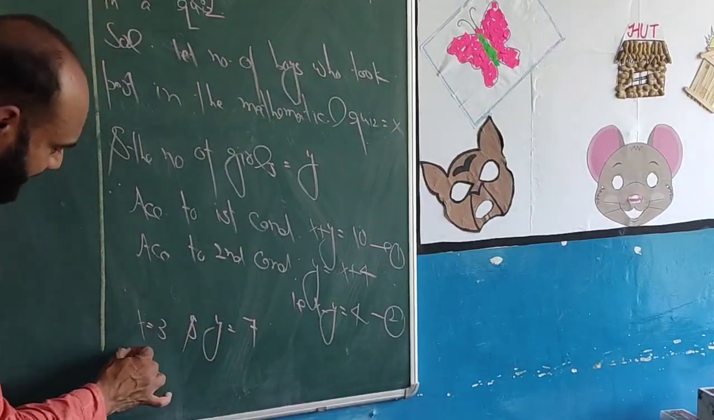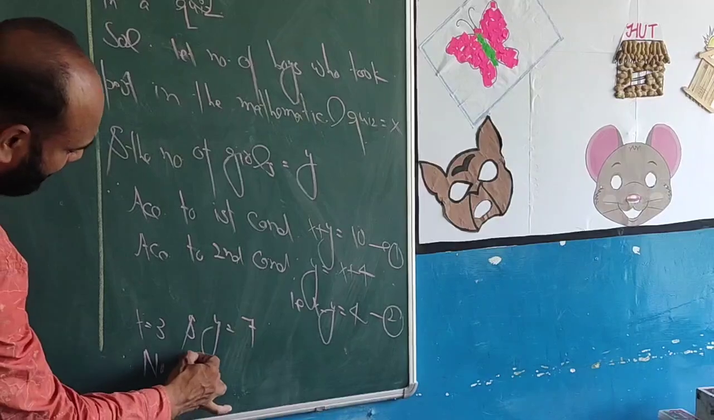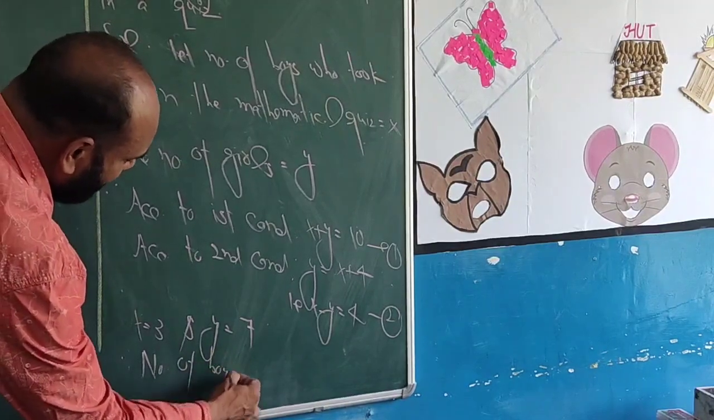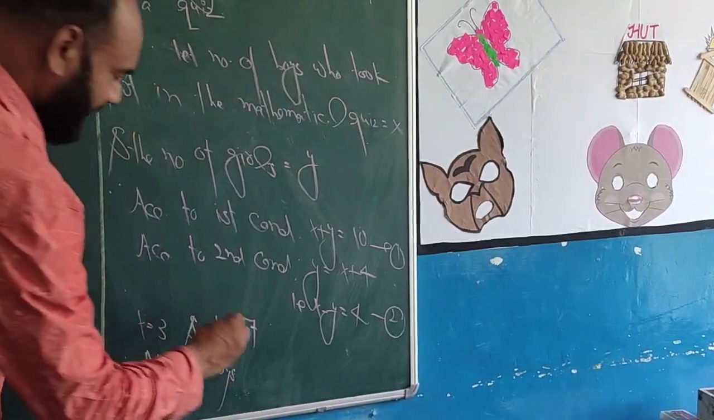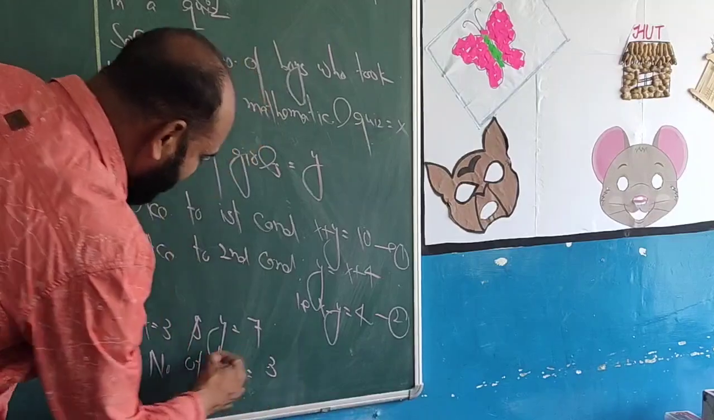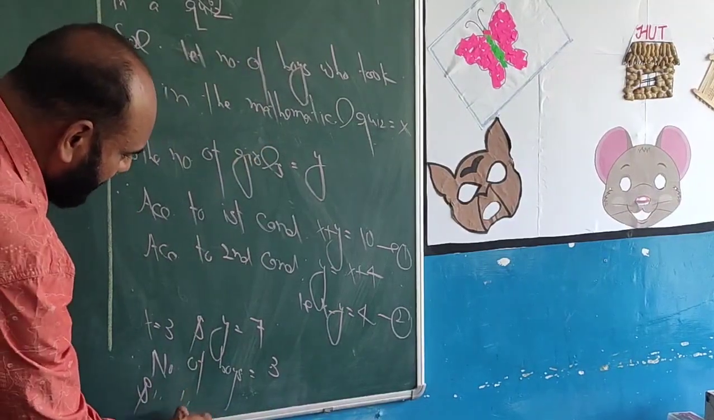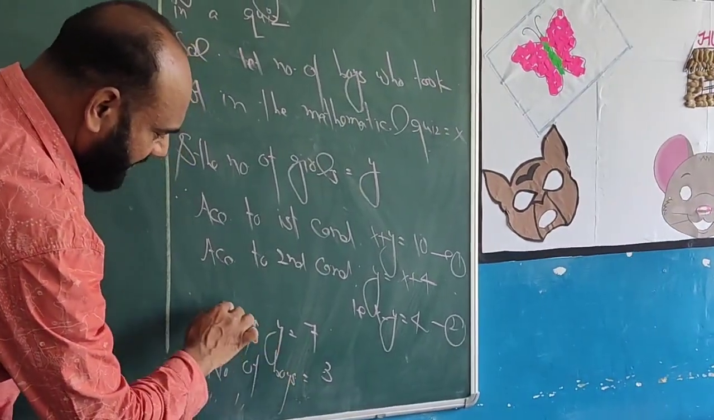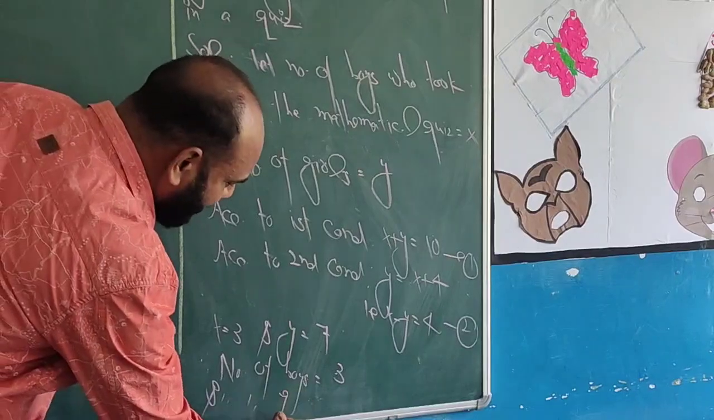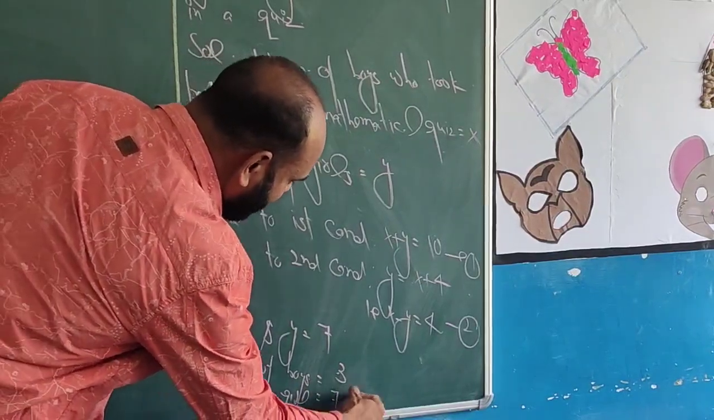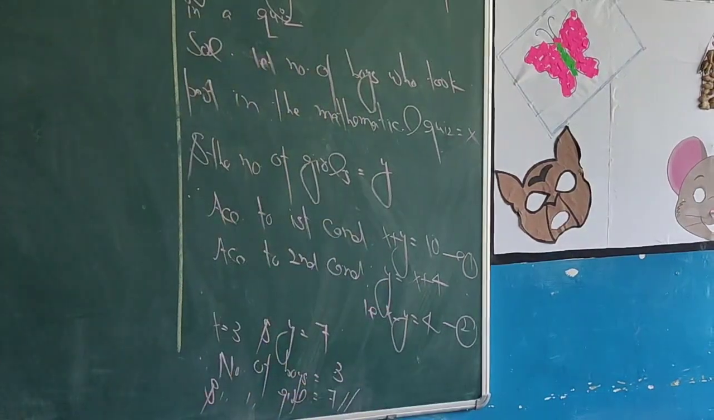So the number of boys who participated in the mathematical quiz is 3, and the number of girls who participated in the mathematical quiz is equal to 7. This is the final answer.